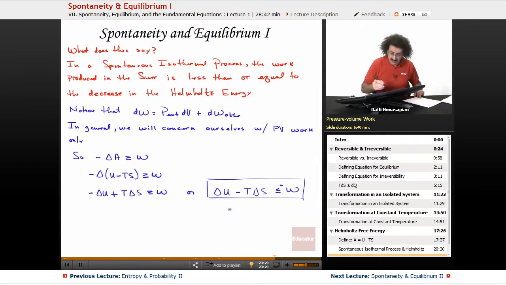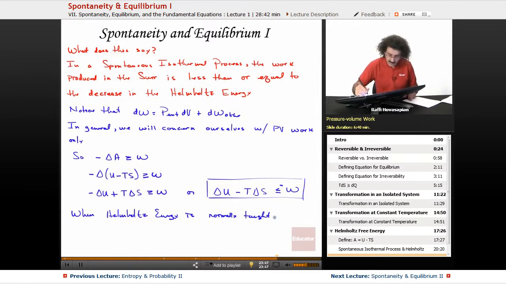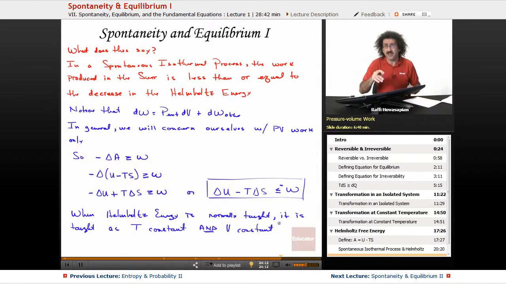Now, when Helmholtz energy is normally taught, so let's write this out, it is taught as constant temperature and constant volume. It is taught as T constant, which is what we've done, and V constant. So normally, chances are in your book, you're going to see this introduced as, if I hold temperature and volume constant, what do I get? That's usually how they introduce this notion of Helmholtz energy.